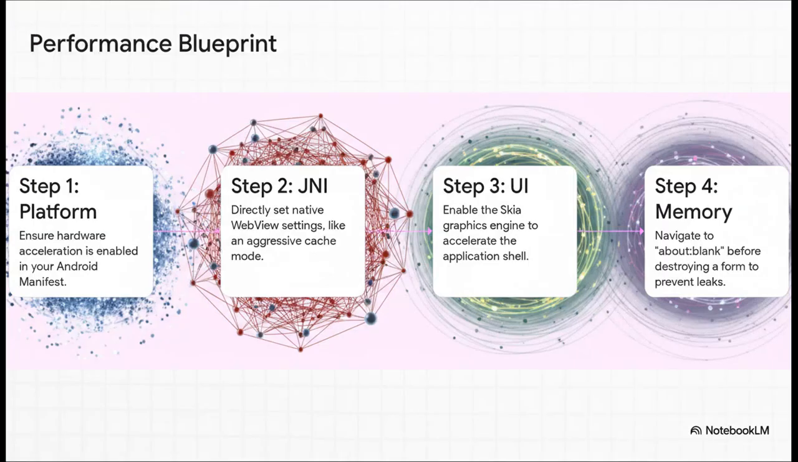So here's your 4-step blueprint. Step 1, the foundation. Make sure hardware acceleration is on in your manifest. Step 2, use that JNI bridge to get in there and set that aggressive caching mode. Step 3, flip the switch on Skia to make your whole app UI fly. And Step 4, a crucial pro tip, always navigate the browser to about:blank before you destroy the form. It's a little memory management trick that helps prevent nasty resource leaks.